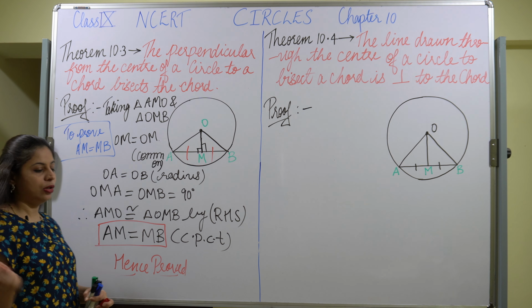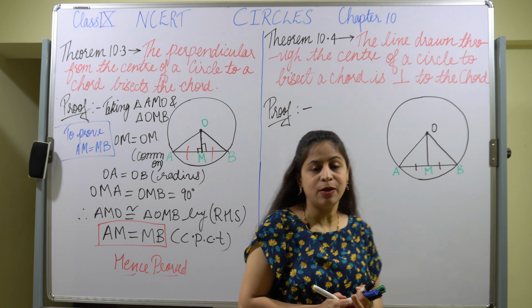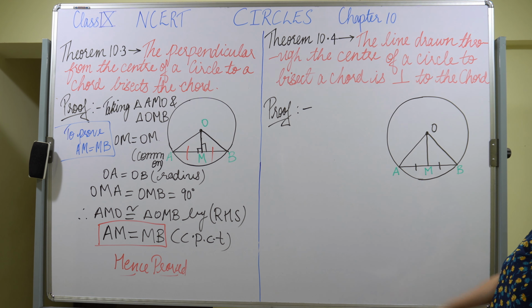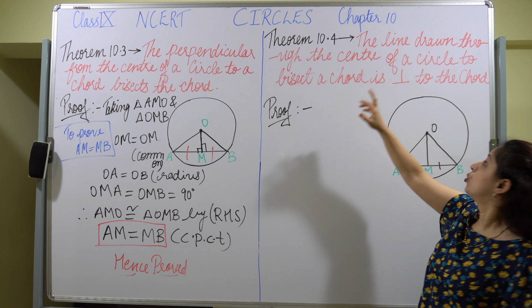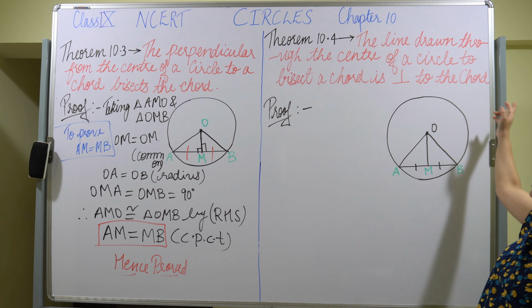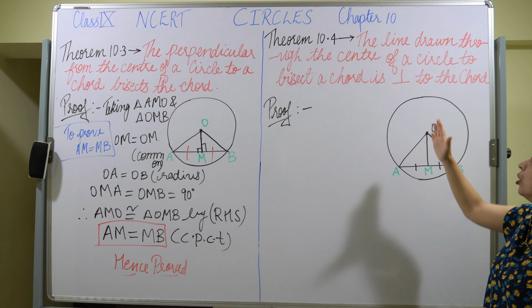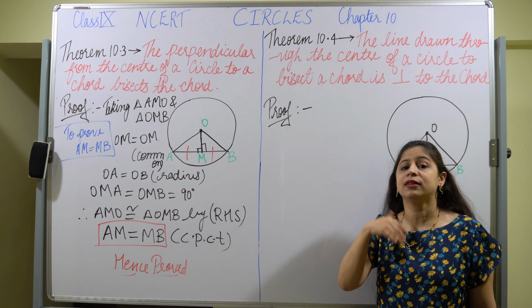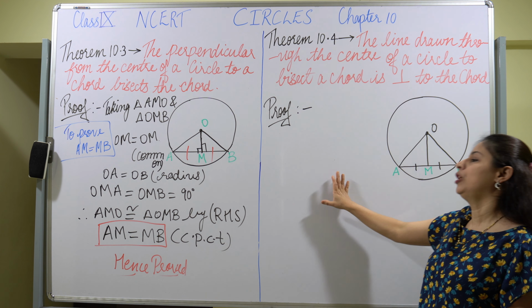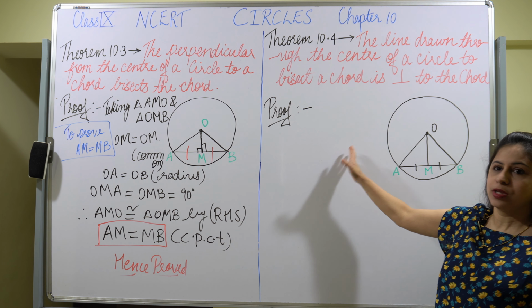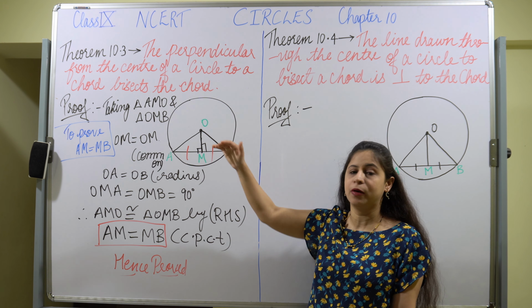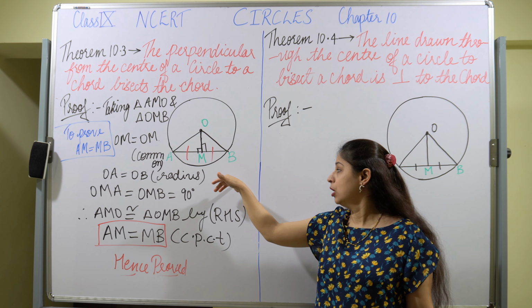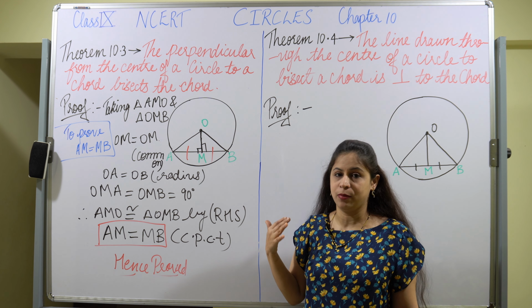Now let us move on to Theorem number 10.4. Theorem 10.4 says the line drawn through the center of a circle to bisect a chord is perpendicular to the chord. So it is bisecting the chord, but we don't know whether it is perpendicular or not, and this we have to prove. Actually, Theorem 10.4 is just the converse of Theorem 10.3. It is just the reverse of Theorem 10.3.